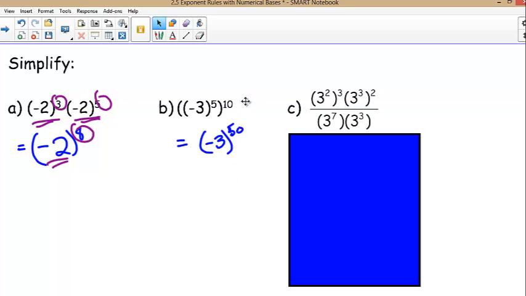All right, so -3 to the power of 50 because we have 3 to the power of 5 to the power of 10, sorry. So we multiply both of those exponents and get our new exponent.